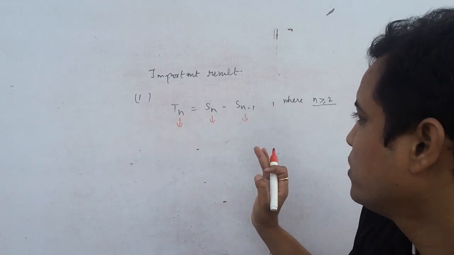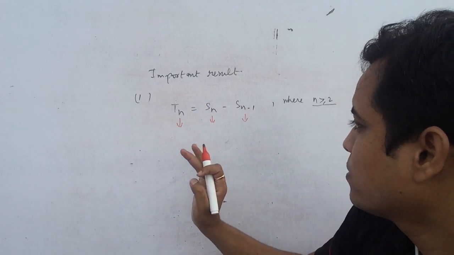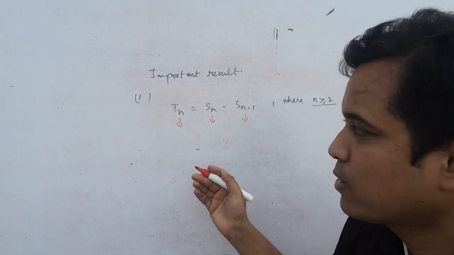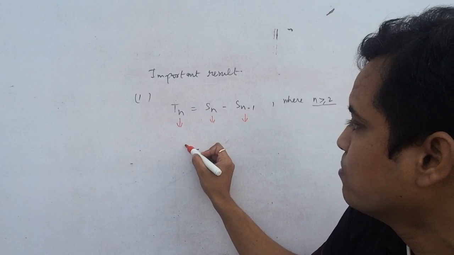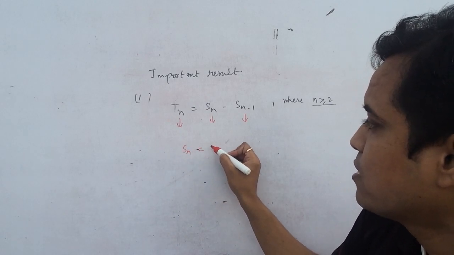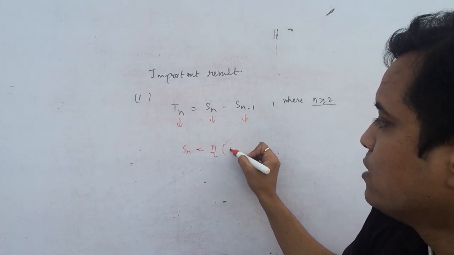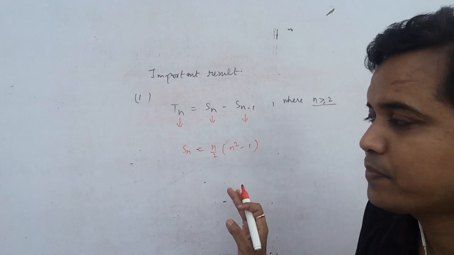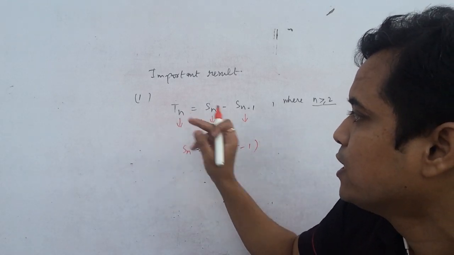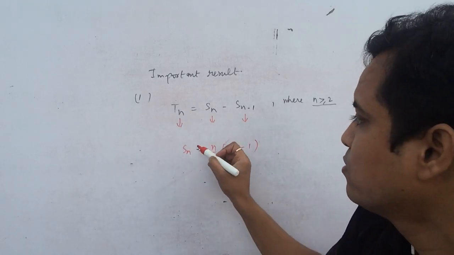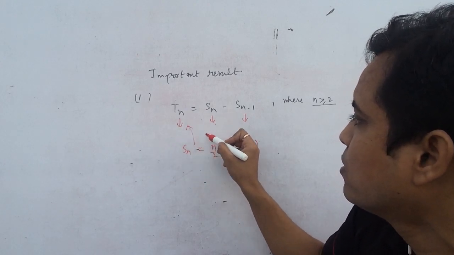Suppose the sum of n terms is given, that means the relation is given, Sn equal to n by 2 times n square minus 1, like this. And if you want to find the nth term, how would you find it? So you can use this formula here.